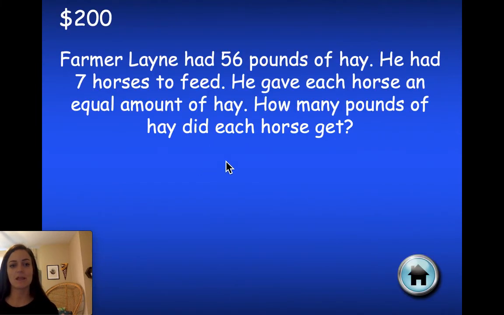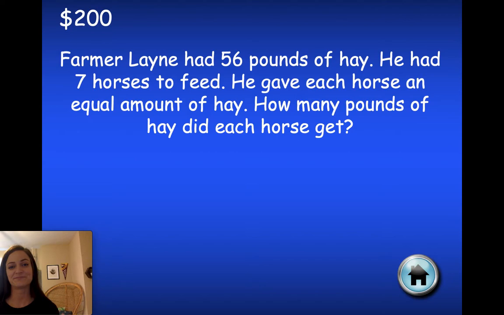All right. Farmer Lane had 56 pounds of hay. He had 7 horses to feed. He gave each horse an equal amount of hay. How many pounds of hay did each horse get? So he has 56 pounds. He has 7 horses to feed. How many pounds of feed did he give to each horse? Go ahead and write down your answer and then click play when you're ready to find out the correct answer.